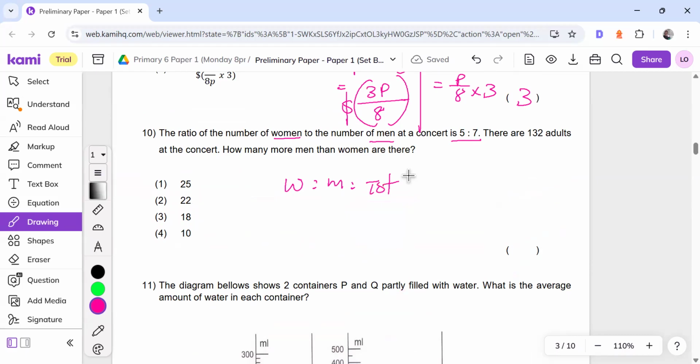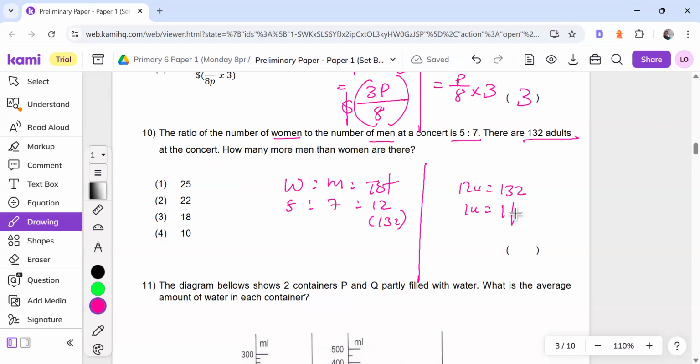Must have a total, because you need a total to do harder questions. Women to men is 5:7, total is 12. The ratios are called units. There are 132 adults. Isn't that your total? That's why if you don't have a total, you can't continue. So your 12 units is 132. Then for your 1 unit, you are going to divide. So you take 132 divided by 12, you will get 11.